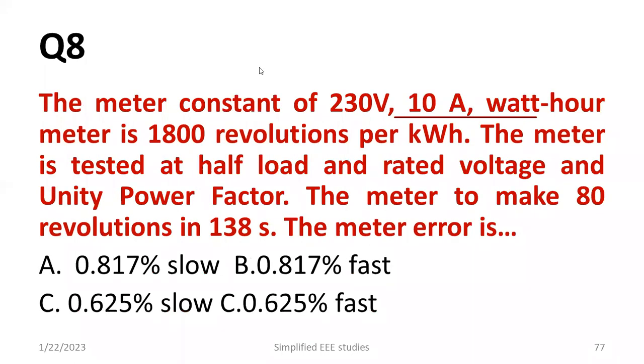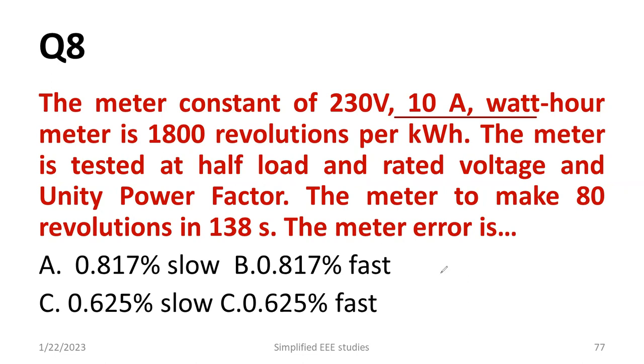Question number 8. It is one of the numerical problems. So first of all, read the question. A meter constant of 230 volt, 10 ampere. It has 800 revolutions per kWh. The meter is tested at half load and rated voltage and unity power factor. The meter makes 80 revolutions in 138 seconds. The meter error is. Okay. So first of all, you have to calculate the meter error.